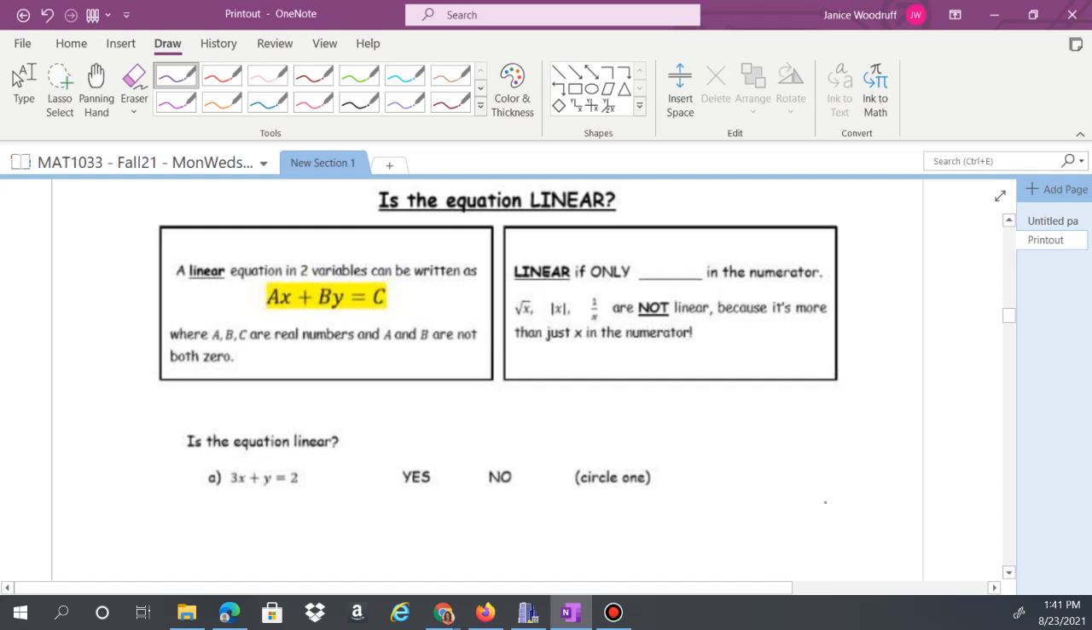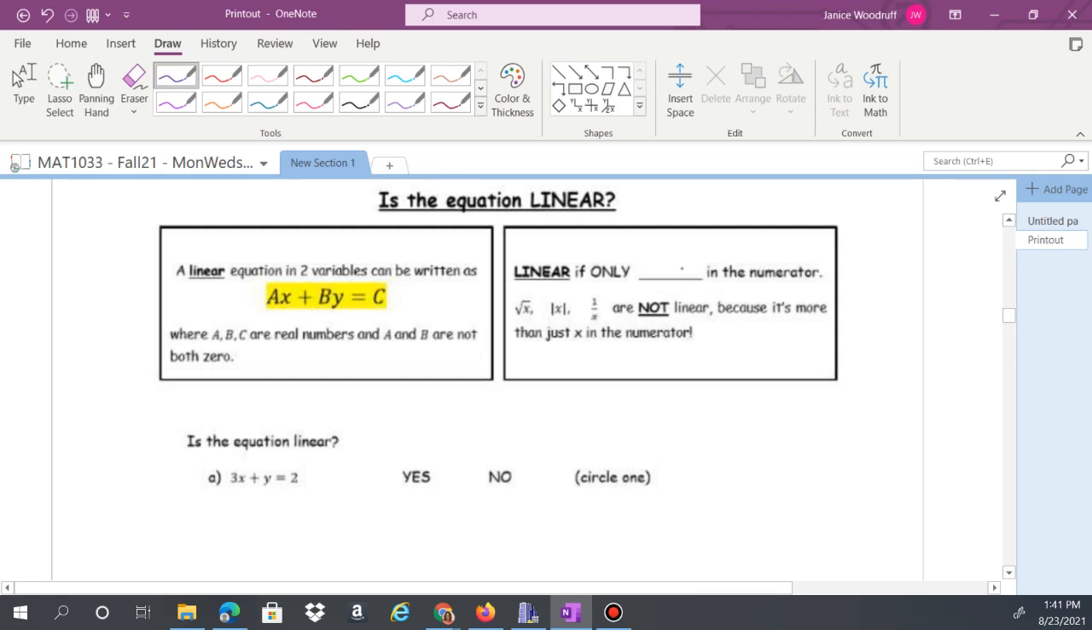Okay, linear is the equation of a line. So it's going to be how the equation is presented. Linear equations have two variables and can be written like this: ax plus by equals c, where a, b, and c are real numbers. A and b are not both 0. One of them can be 0, but not both of them, because if they were both 0, then it would just be a point.